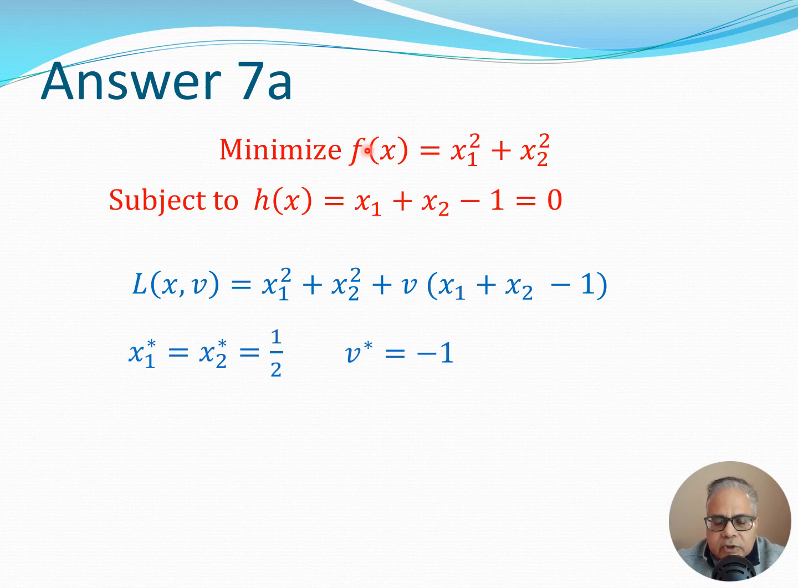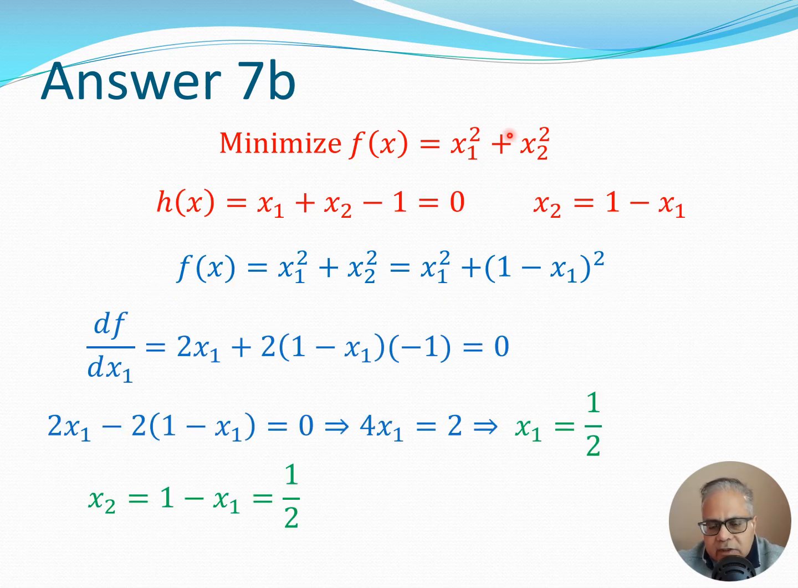Now, sometimes you can solve this problem directly also. It's quite simple, but before we do that, let's just list the solution. So this is the problem: minimize this function subject to a certain constraint. We formed the Lagrangian and we got the solution here, and we also got the Lagrange multiplier.